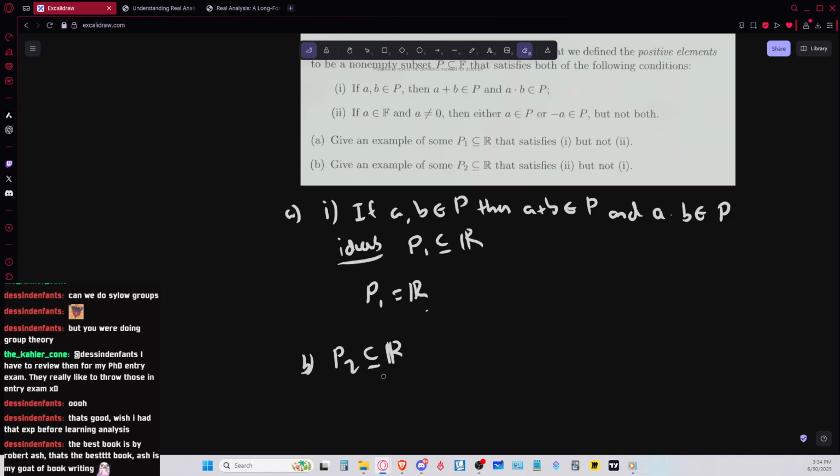The best book is by Robert Ash. That's the best book. Ash is my go-to. Right, what's the title of the book? I'll probably look it up and try to see if I can find it on Anna's Archive.